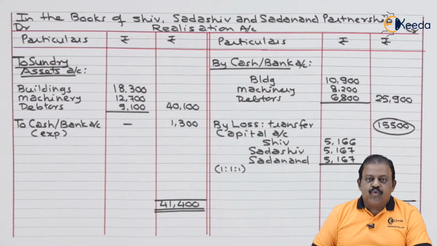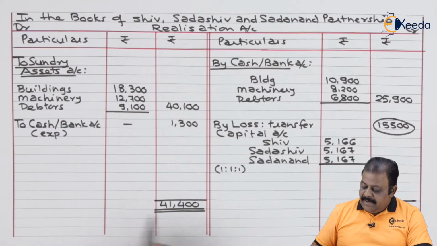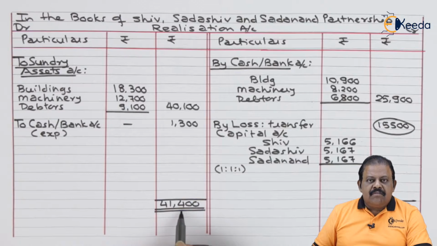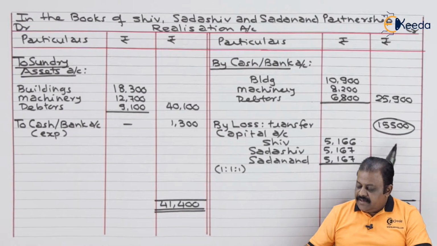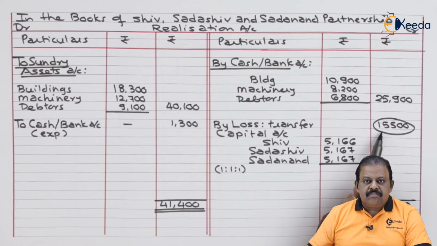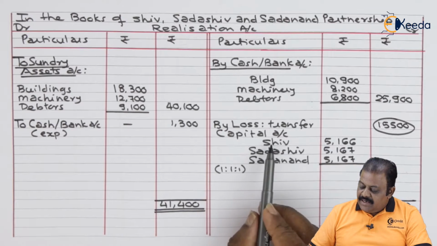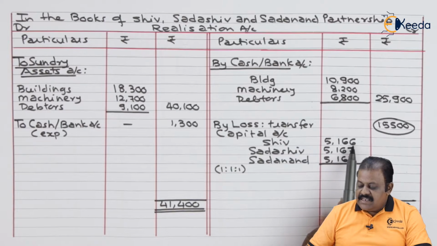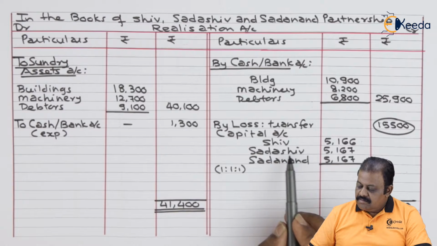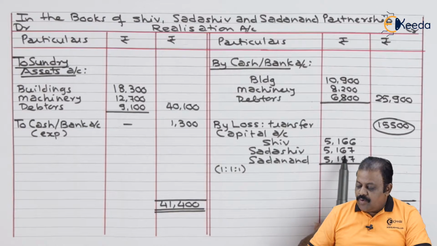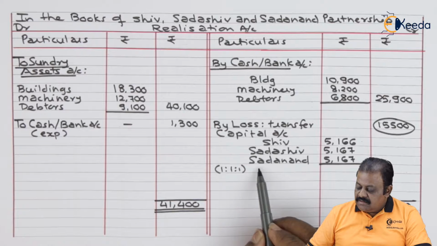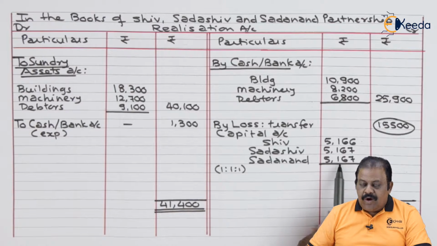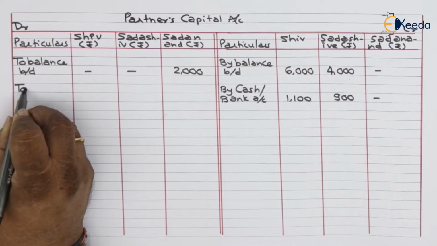Realization account is closed. Debit 41,400, which is heavier. So we are getting a realization loss of 15,500. This is equally distributed among the partners: Shiv 5,166, Sadashiv 5,167, Sadananda 5,167.